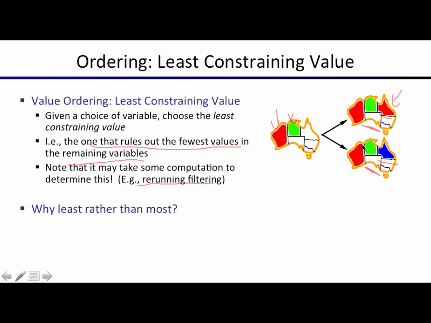Now, notice that we're doing least rather than most here, and that's because unlike with variables where we have to get to that variable eventually, so we might as well do it now, with values, we don't have to get to that value. We don't have for every variable to assign every value. In fact, we have to assign only one value. So we might as well take the most promising one that makes our life the easiest in the future going forward.